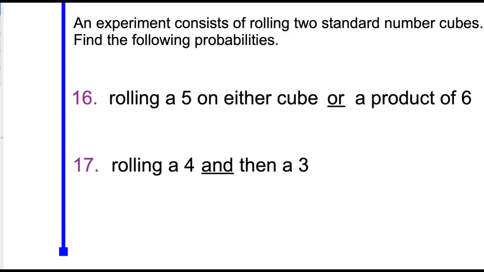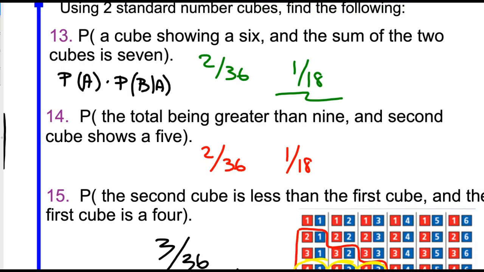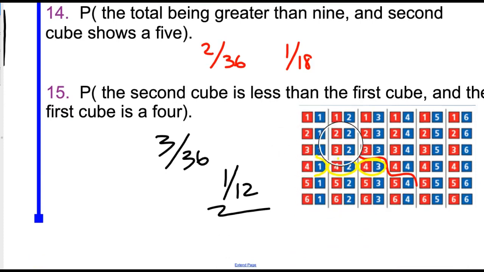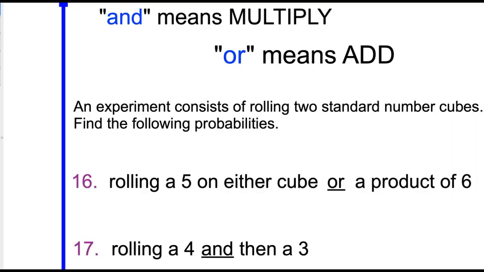An experiment, rolling two dice, find the probability of rolling a five on either cube or a product of six. Okay, so now they're talking about a whole bunch of options here. So let's go back to our sample space and let's calculate this. Probability of rolling a 5 on either cube. Okay. Well, probability of rolling a 5 on either cube is going to narrow it down to here and there. You got to be careful not to double count, so that's 11, right? And the other condition was or, so that's 11.